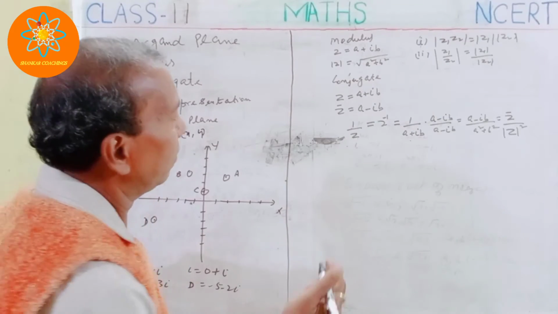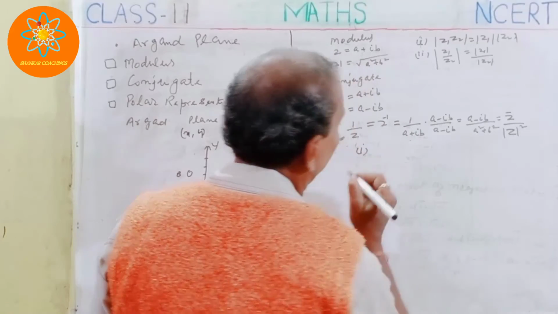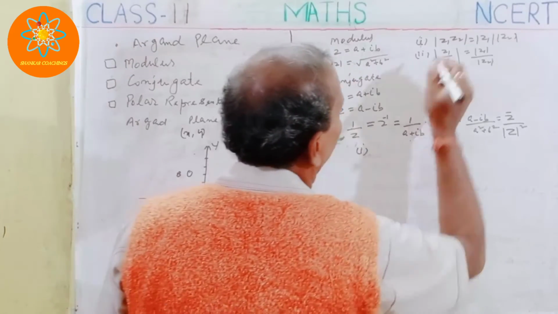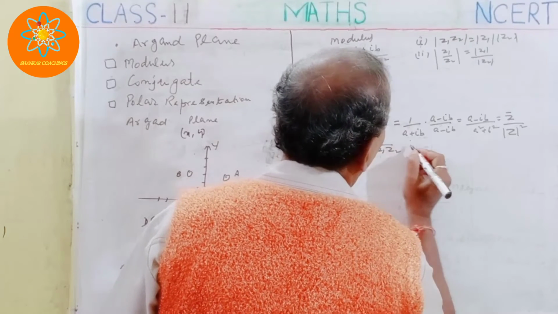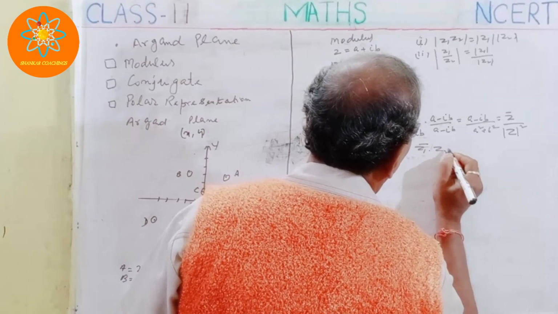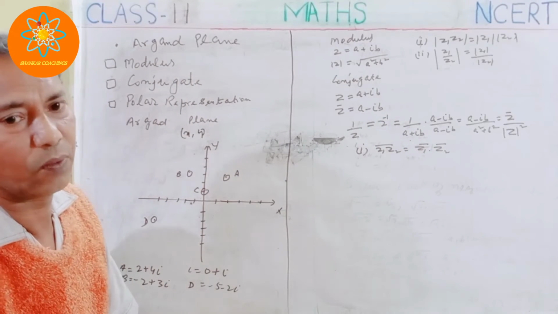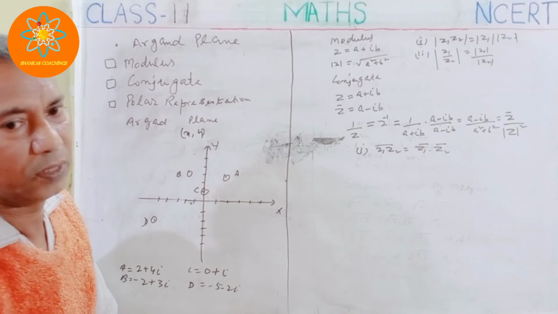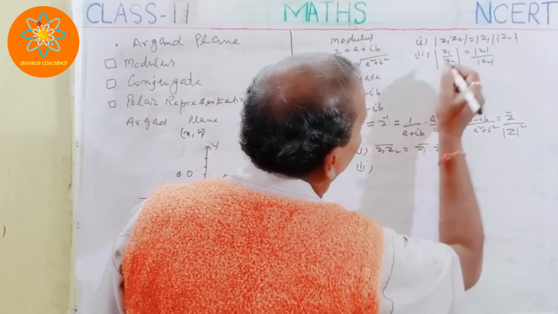In the conjugate we have some formulas. The first formula is: the conjugate of z1 z2 is equal to z1 conjugate into z2 conjugate. Now one more formula is there. Let's suppose the second formula is what?